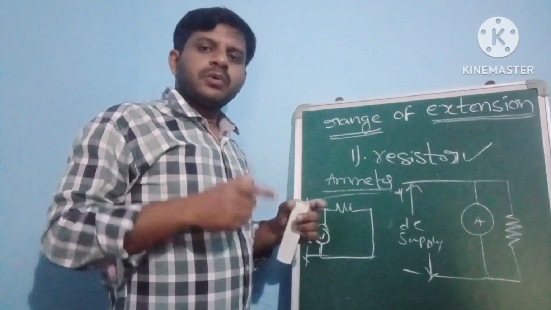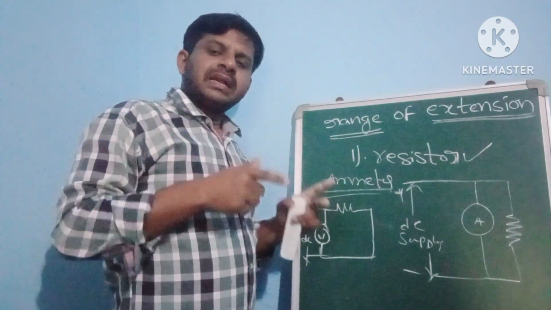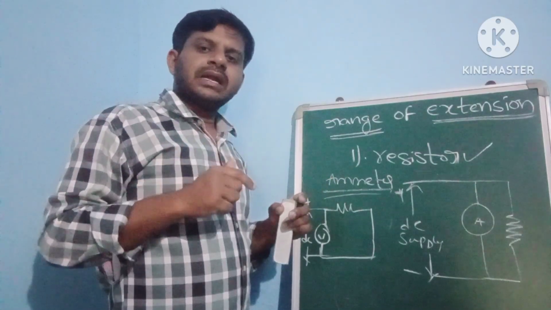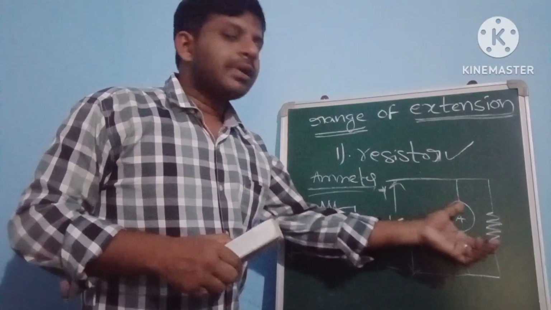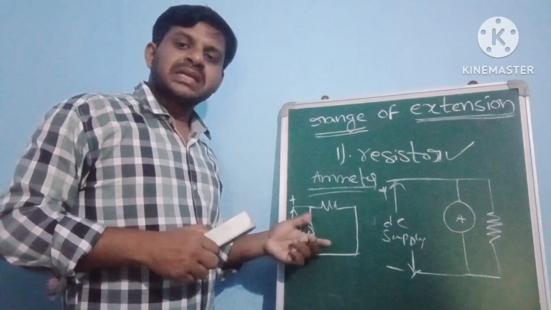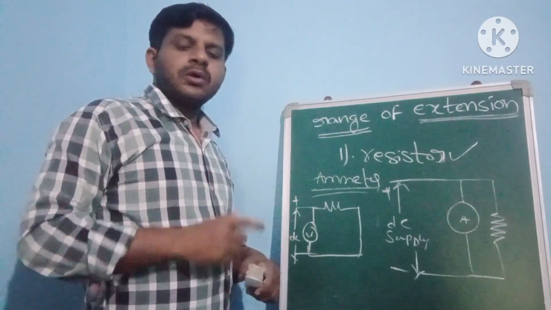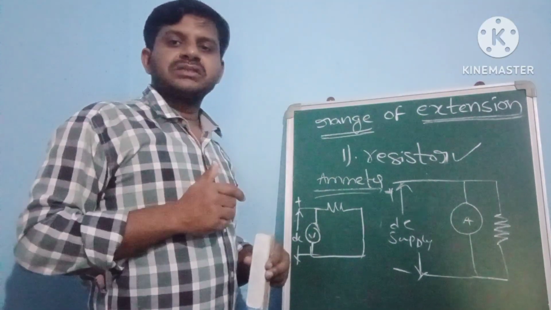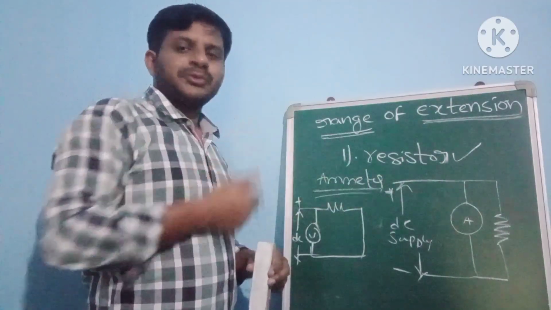If you want to improve the voltage range in terms of kilovolts, we must increase the number of parallel resistances at the ammeter as well as the number of series resistances at the voltmeter. Like that, we can use those two ordinary meters as high range meters.